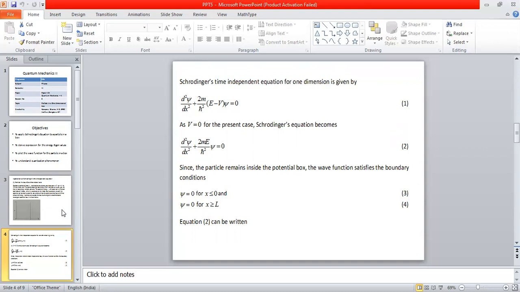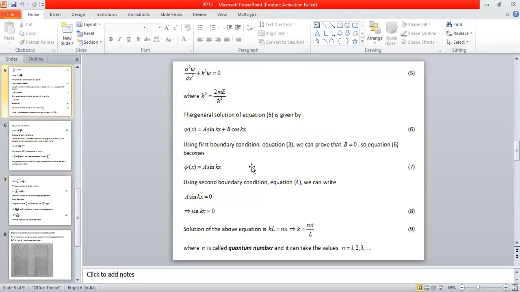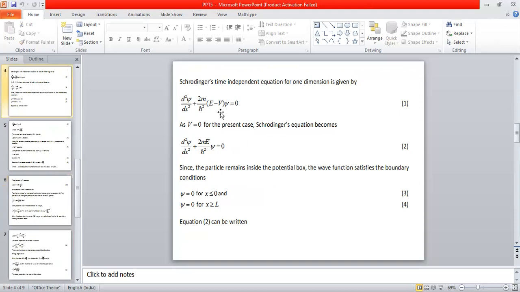Now, in this particular case, the potential energy of the particle inside the boundary, inside the box, is 0. So we can substitute V is equal to 0 in equation 1. Then the Schrodinger's equation becomes d square psi by dx square plus 2mE by h cross square psi is equal to 0. This is the form of the Schrodinger's equation of the particle trapped inside a one-dimensional potential box, where we assume the potential energy of the particle to be 0.